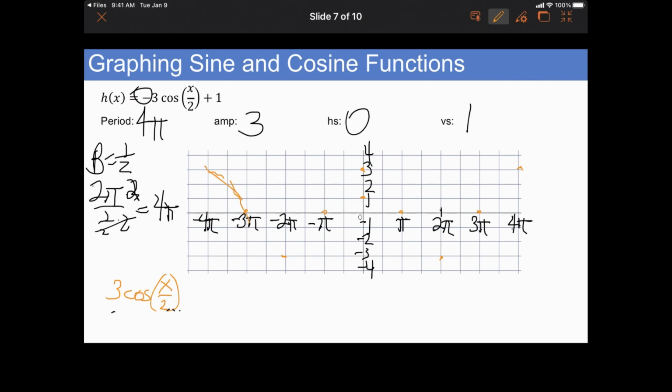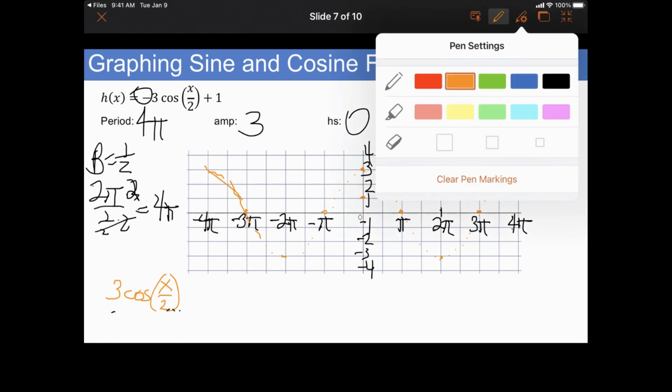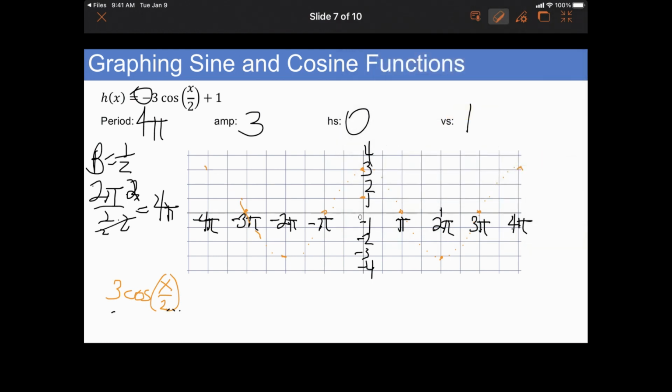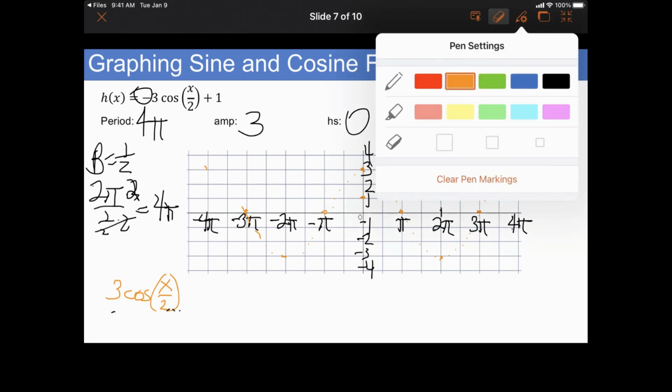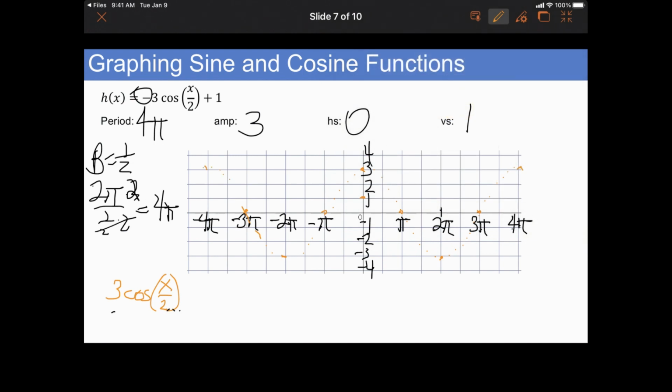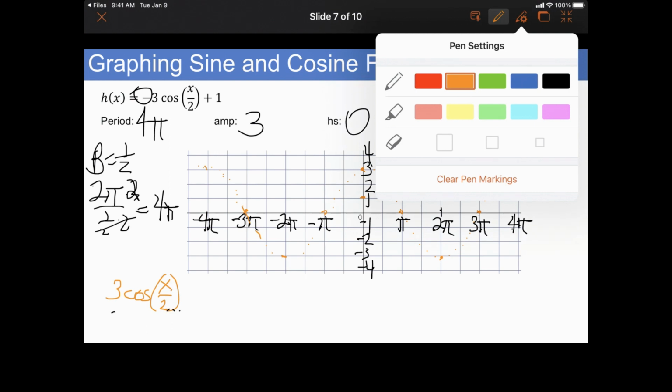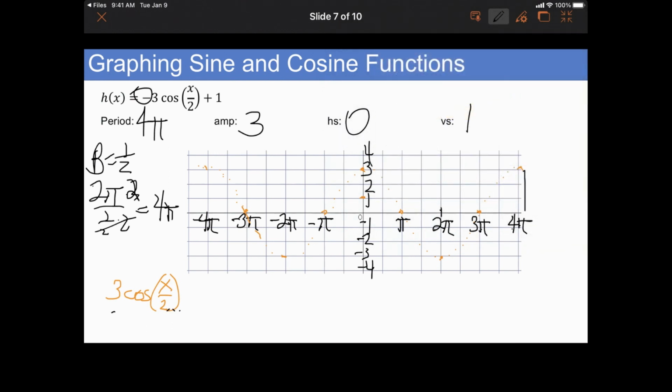Okay, I'm trying to do dots. Do you know it's not very good with, okay, there. Dash is not good. Dots good with tablet. Okay. So you can see that the amplitude, it really stretched it, right? It is now by 3.